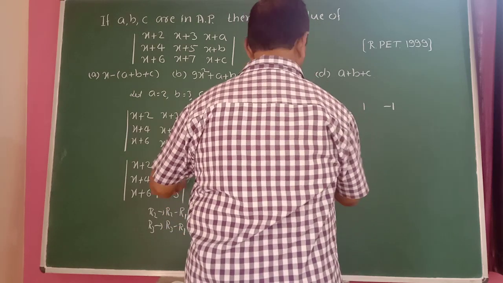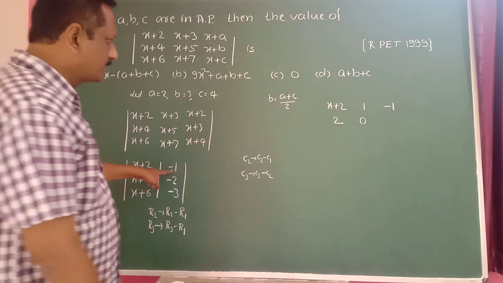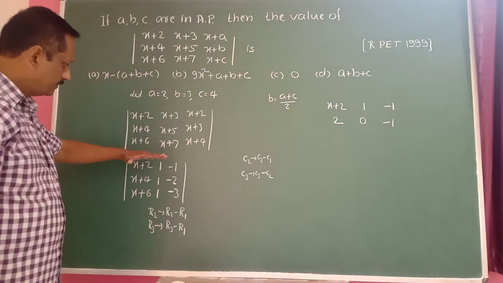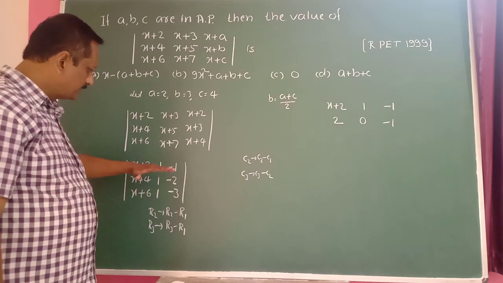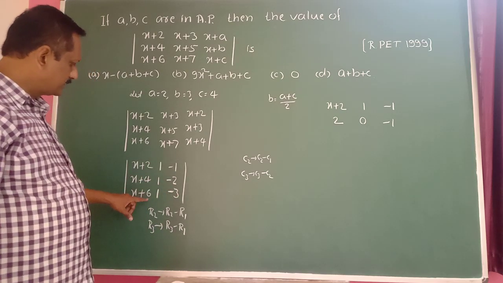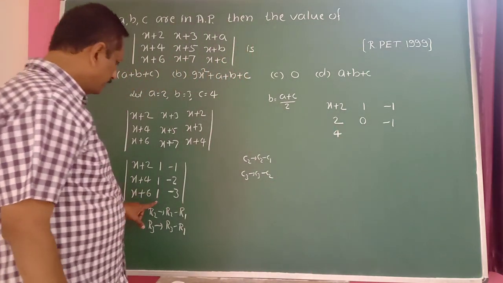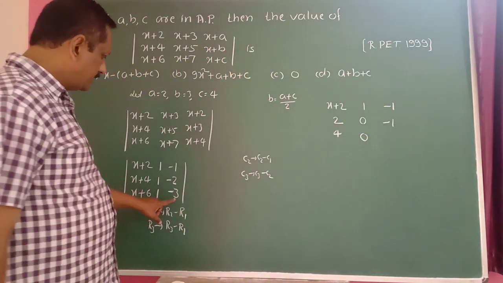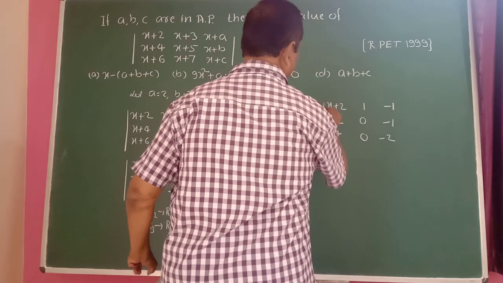1 minus 1 becomes 0. Minus 2 plus 1 becomes minus 1. Then R3 minus R1 means this minus this here. 6 minus 2 gives 4. Then 1 minus 1 is 0 here. And minus 3 plus 1 gives minus 2.